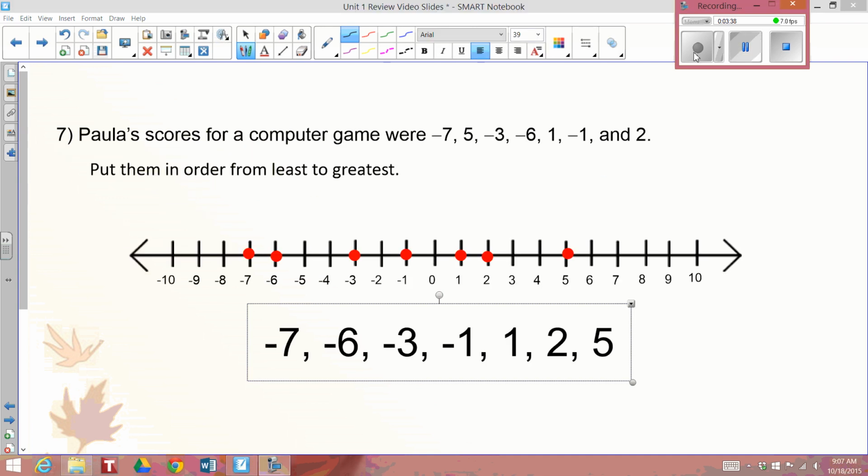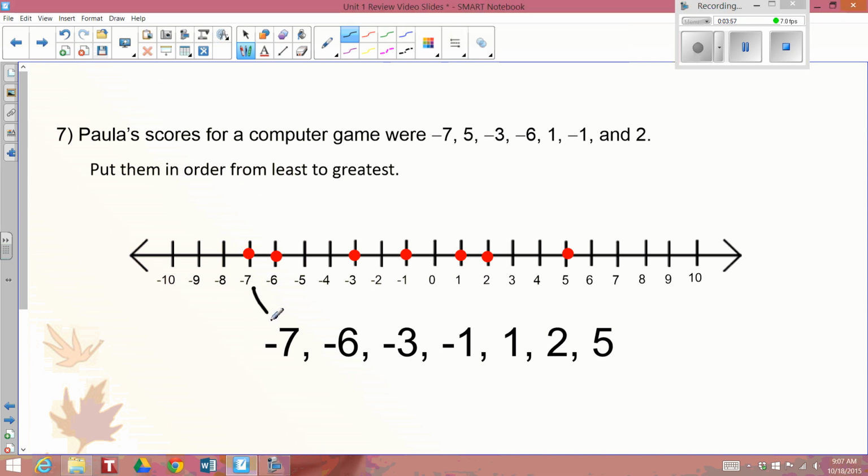Question 7 asks you to put these numbers in order from least to greatest. This is where the number line comes in handy. I immediately drew a quick number line and plotted all the points on it. I know that when I draw my number line, it goes from least to greatest, from left to right. All I did was write out all the numbers that I plotted, in order from least to greatest.